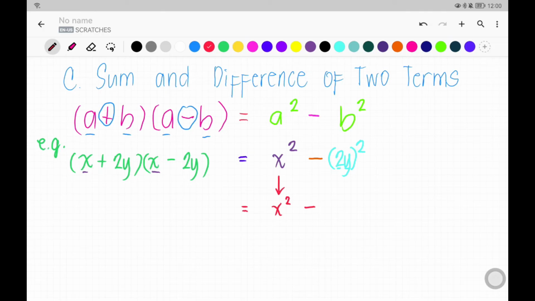Then, recall, 2 squared means we have to multiply 2y by itself. So, 2y times 2y, that is 4y squared. Alam niyo naman kung bakit naging square, di ba? Kasi y here has an exponent of 1. So, add together, that is y squared. Therefore, our final answer is this one already. Yun, ganun lang. Ganun lang kasimple.